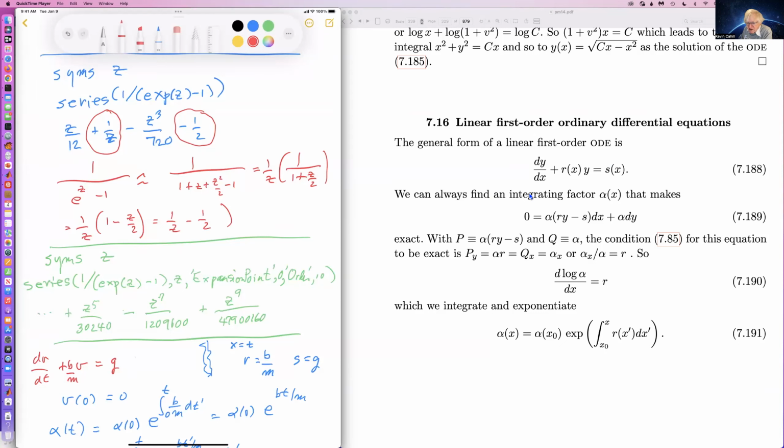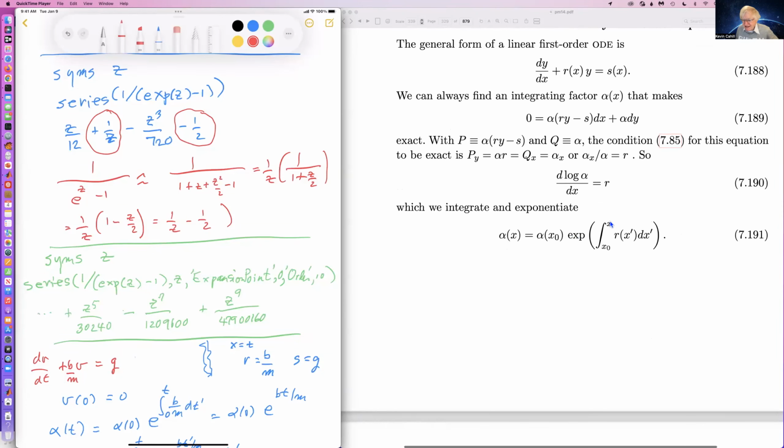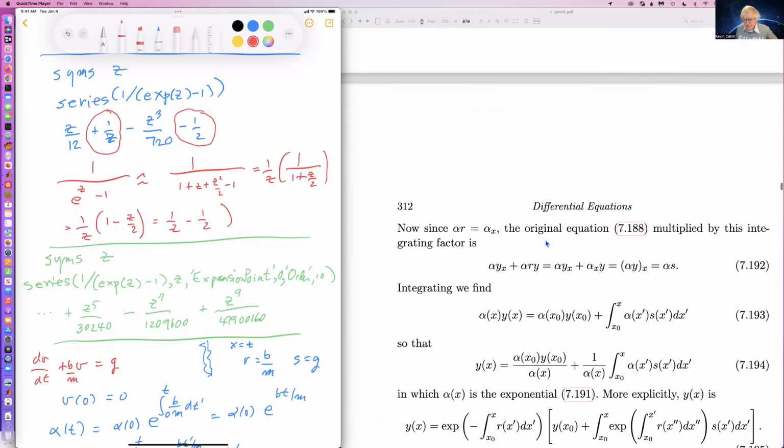And what I said was, in the book, you can always find an integrating factor that makes this exact, okay? And of course, what you do is you get this as the equation. So then I integrate it this way. Well, it turns out, if you just look at these equations, they're all homogeneous in alpha. So you can always set alpha of x0 equal to 1. So you can always set alpha equal to e to the this. So you don't need to fool around with alpha of x0.